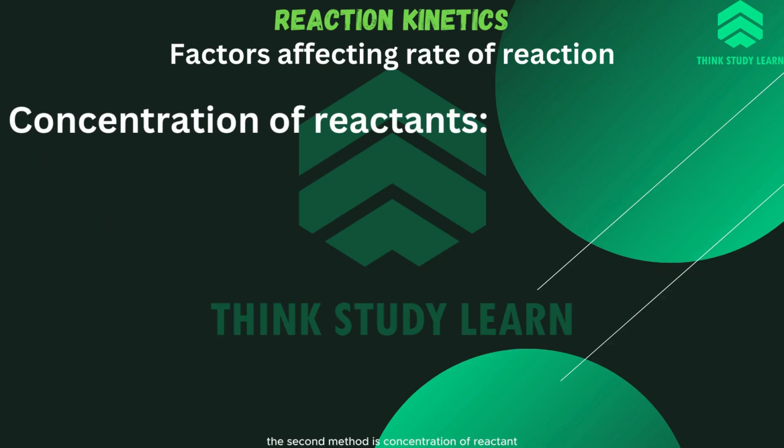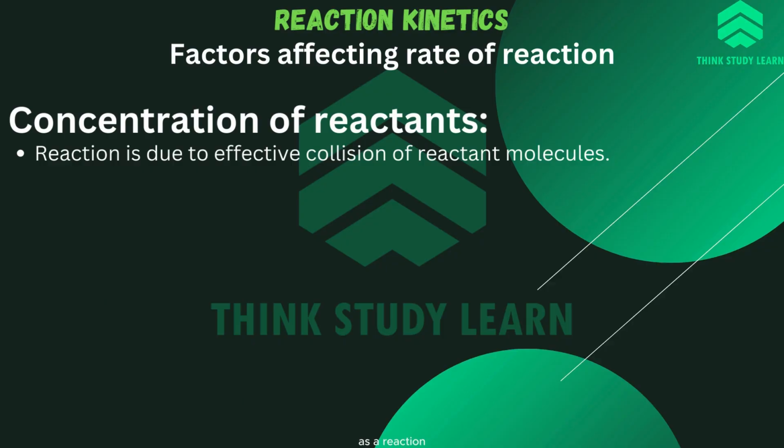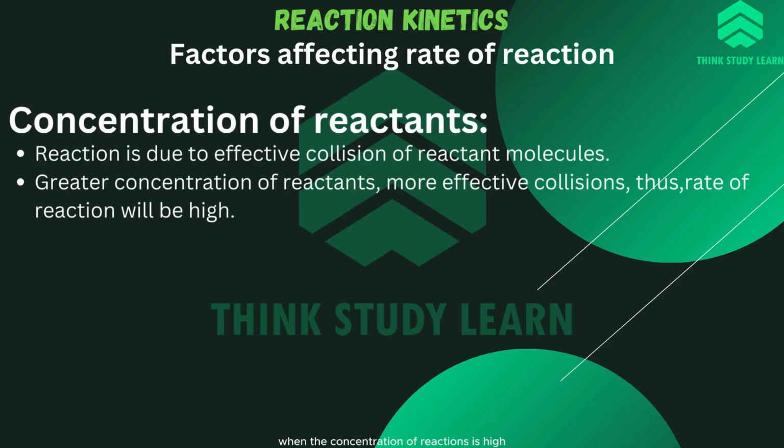The second factor is concentration of reactants. As the reaction is due to effective collision of reactant molecules, when there is a large concentration of reactants, more effective collisions will occur, so the rate of reaction will be high. It is the same as a room filled with only 4 people, where nothing will happen among them. But if the same room is filled with 100 people, they will start fighting and arguing, and in the same way reactions occur. When the concentration of reactants is high, the collisions will be high and the rate of reaction will be fast.